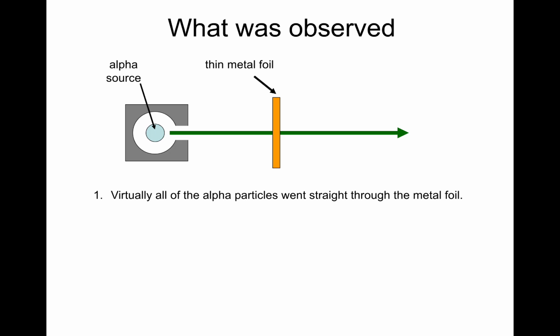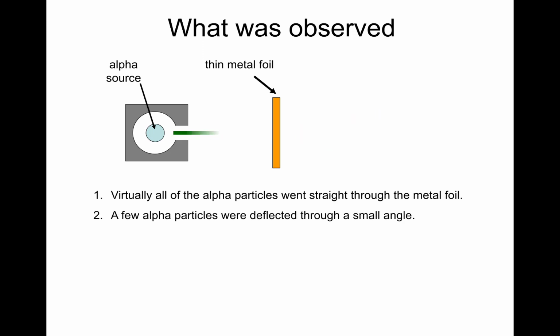Virtually all of the alpha particles went straight through. Most of them. A few alpha particles were deflected through small angles. And about 1 in 10,000 were deflected straight back at the alpha source. So this is very unusual. So this is what happened in the experiment. And then obviously these results meant something, for the analysis led to a conclusion regarding the atoms itself.